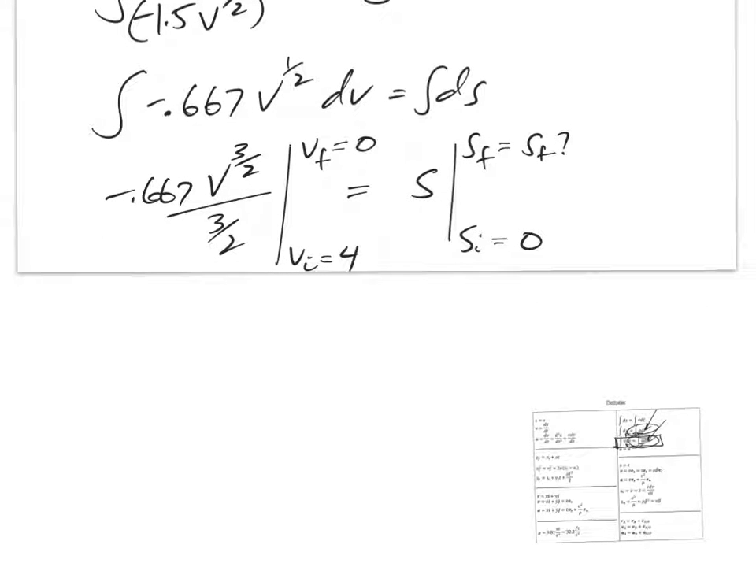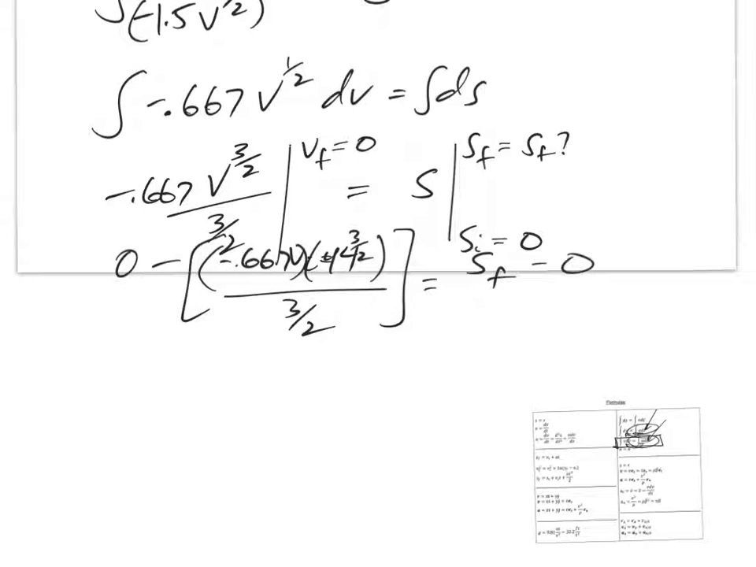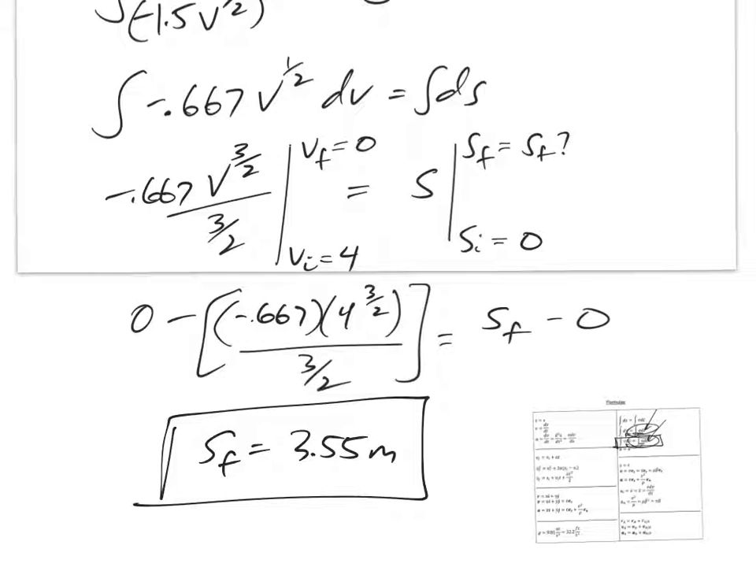All right, so I'll just continue here. Plugging in 0 for everything minus when I plug in 4, negative 0.667 times 4 to the 3/2 over 3/2 is equal to SF minus 0. So really SF, and really that's the distance that we're looking for. If we just did this math, we would be left with SF is equal to 3.55 meters. And so that is, if we started at 0, the distance d that we traveled.